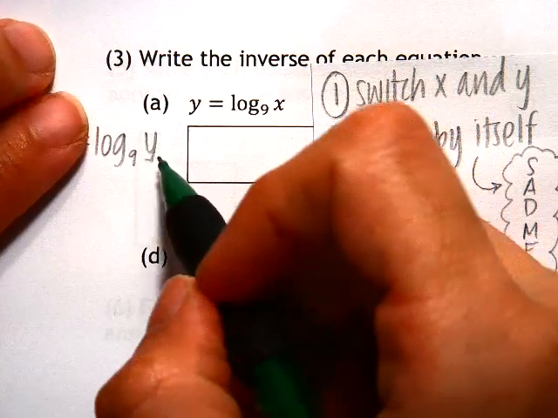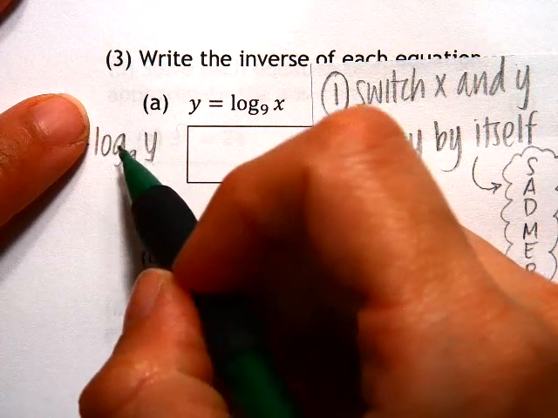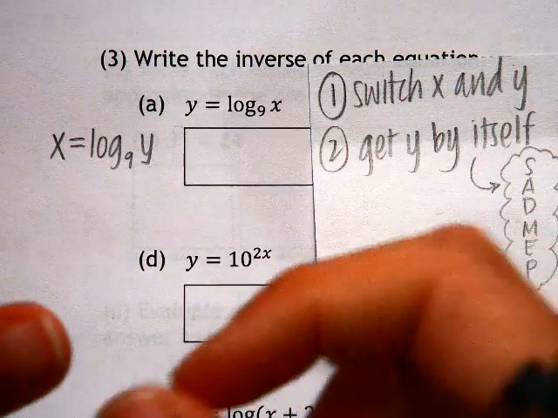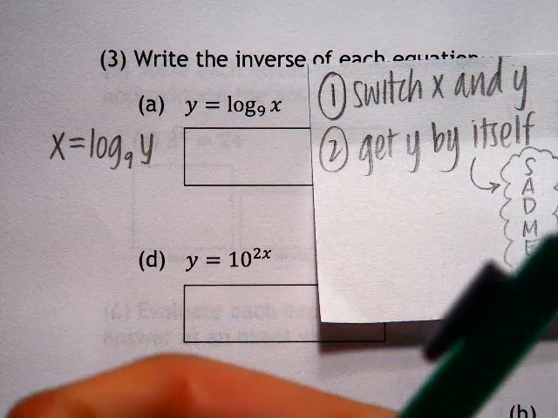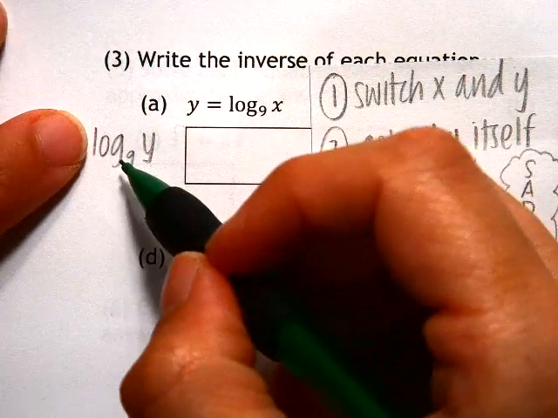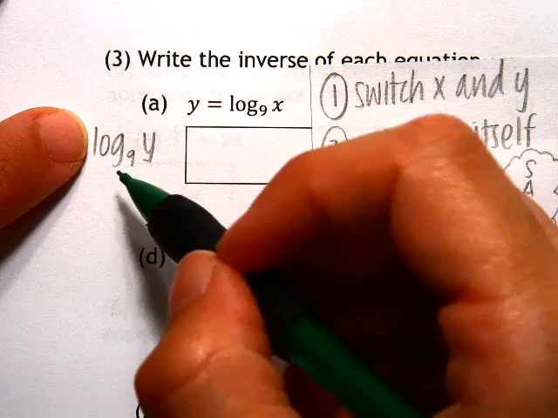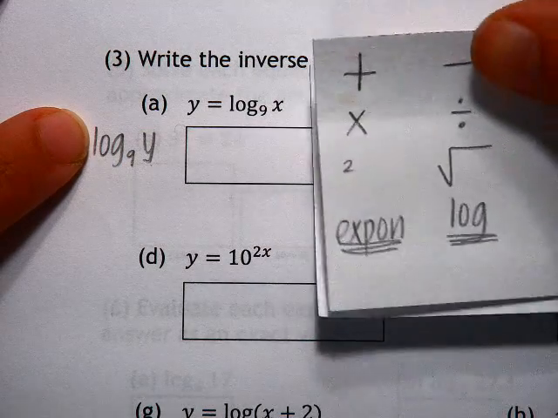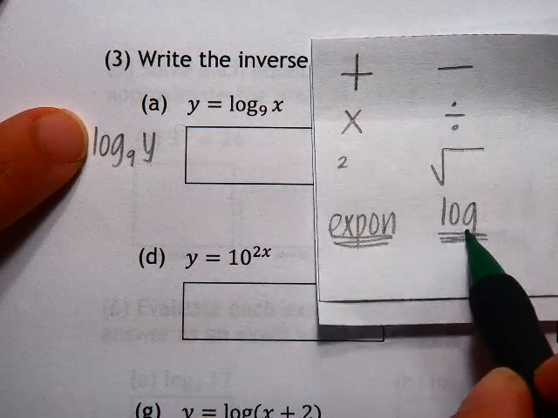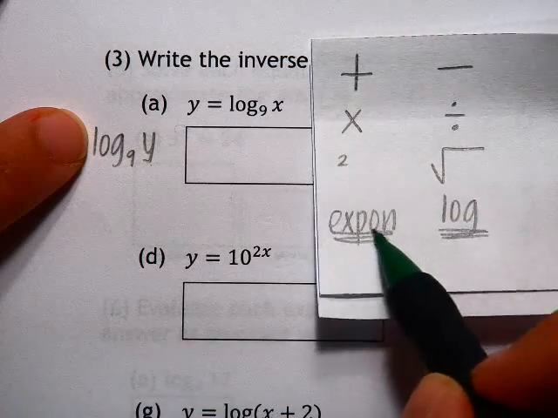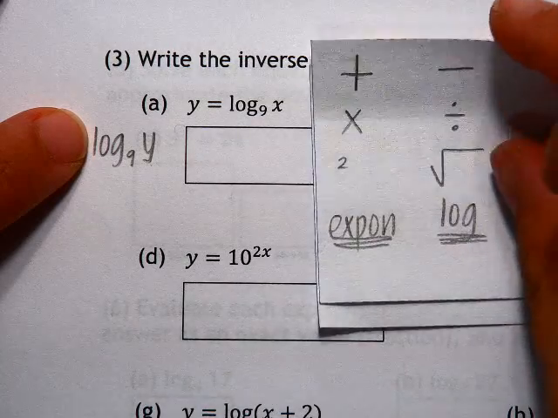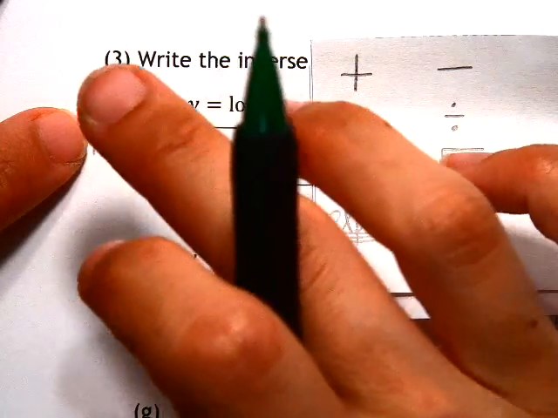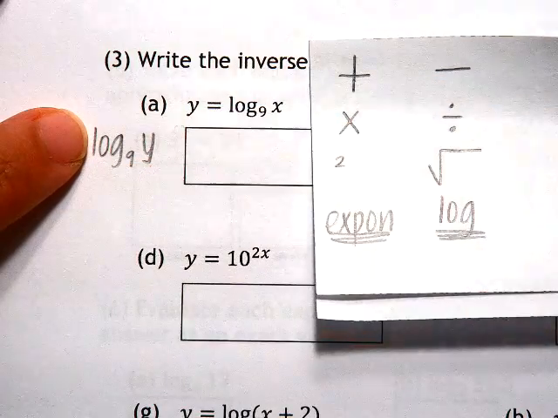Now, I'm looking at the letter y, and the only thing on its side of the equation is a log. And this is where I go back to understanding opposites. If the only thing I have to get rid of is a log, I just have to ask myself, what's the opposite of a log? The opposite of a log is an exponential. That's how I'll get rid of it. I need to write this in exponential form to get rid of the log.